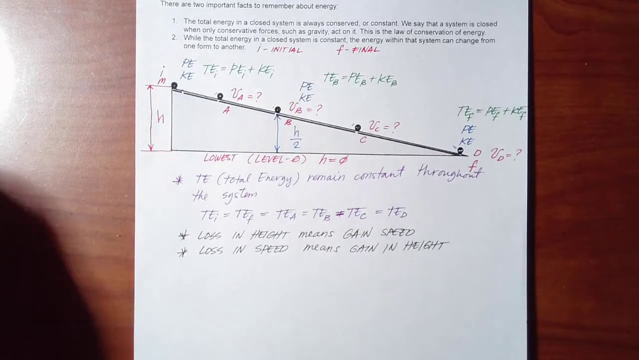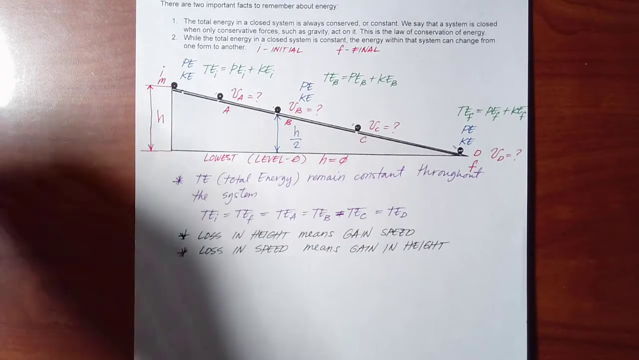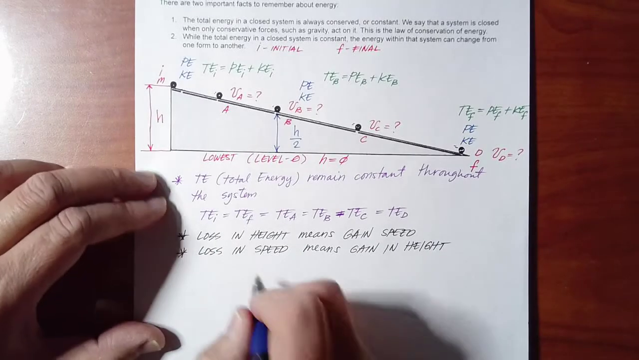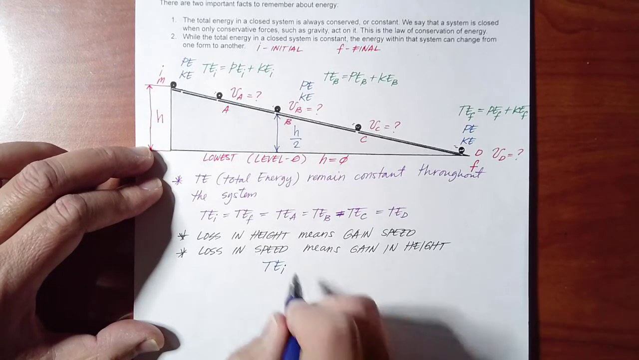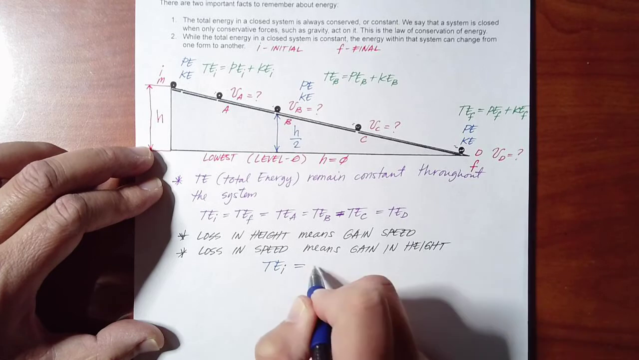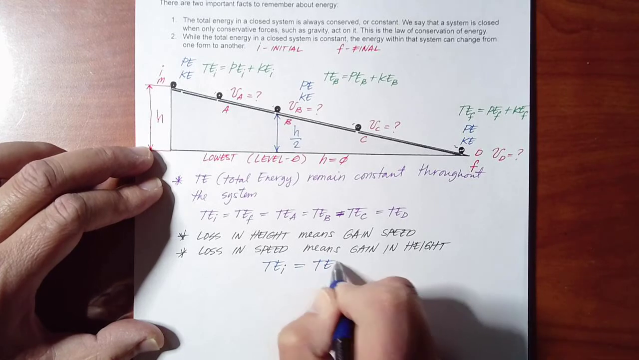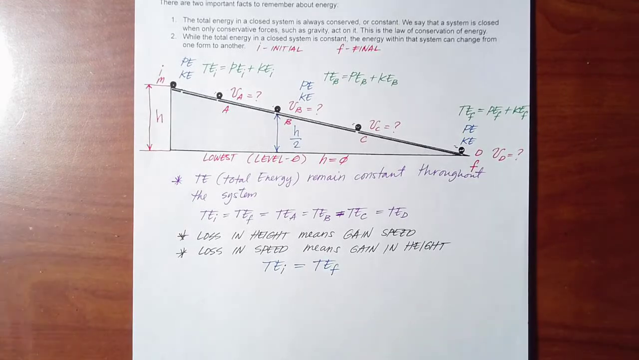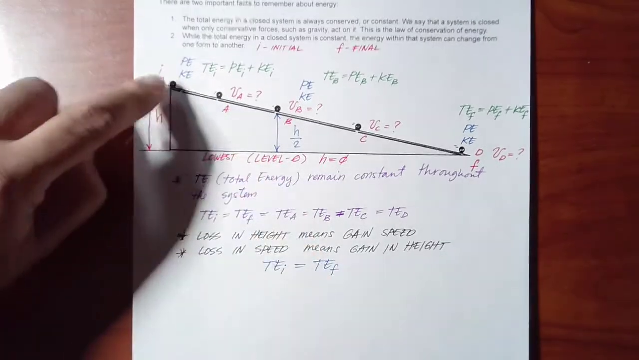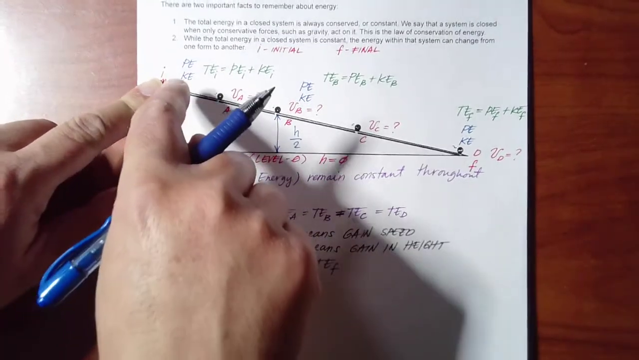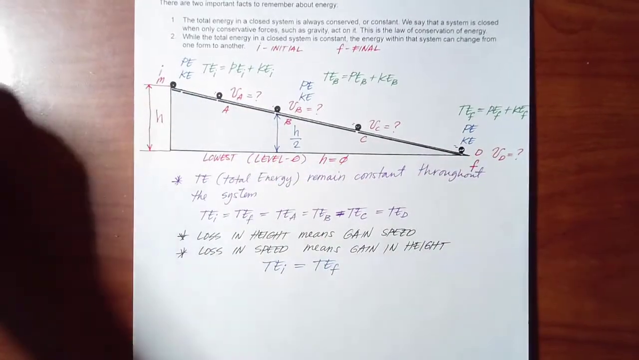And so anything that you gain in height is equivalent to a decrease in speed. So what does it mean? What does it tell us? So we can say that the total energy at any given point, let's start with the initial position, is equivalent to the total energy at the final point or any given point. So from here to here, you have the same total energy, but just for the sake of comparison, let's figure out this point to this point.